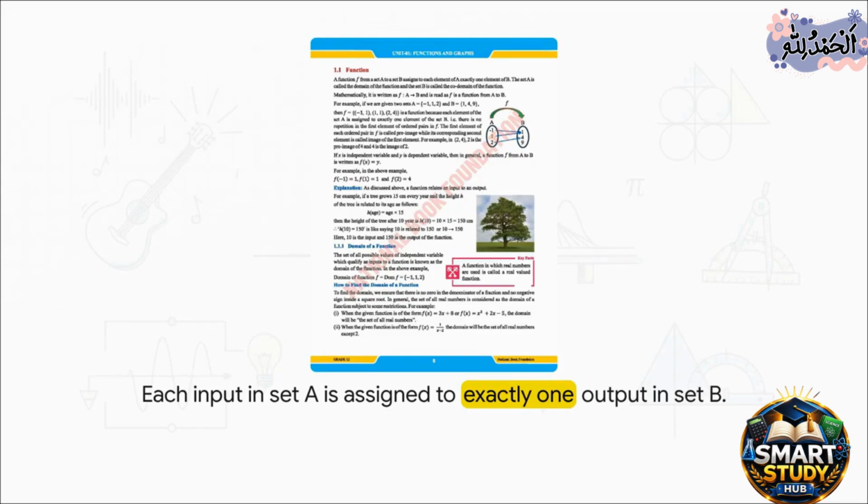Now this diagram visualizes that rule perfectly. See how every single input on the left in set A points to only one specific output on the right in set B? That's it. That one-to-one relationship is the heart of what a function is. And honestly, it's the bedrock for everything else we're going to talk about.